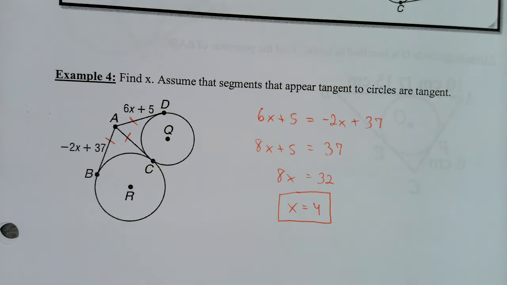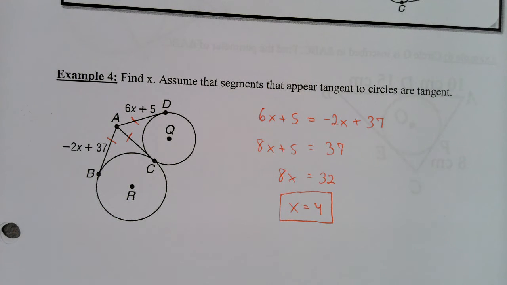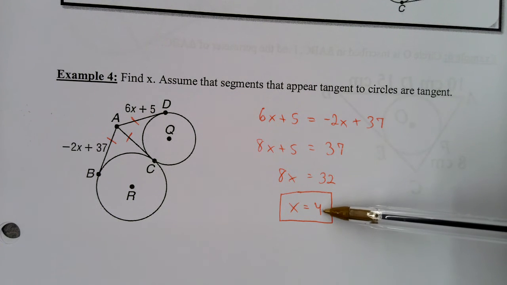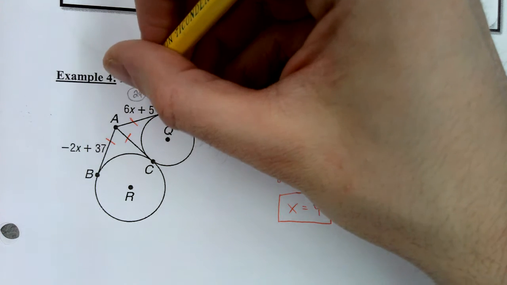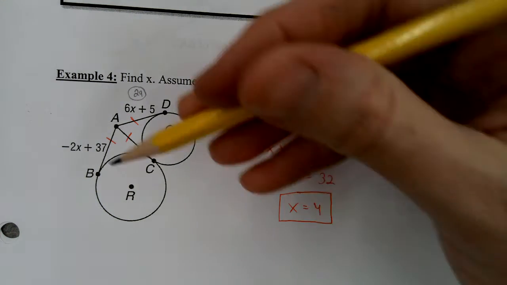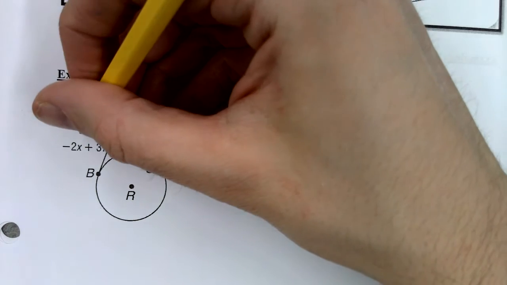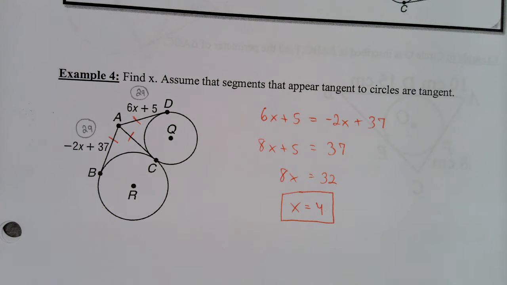We might as well do a quick double check to make sure it works. If you do AD, 6 times x plus 5, 6 times 4 is 24, plus 5 equals 29. Let's double check AB. Negative 2 times x, negative 2 times 4 is negative 8, plus 37 equals 29. So they both equal 29, so they're congruent. I'm very confident that x equals 4 is correct.